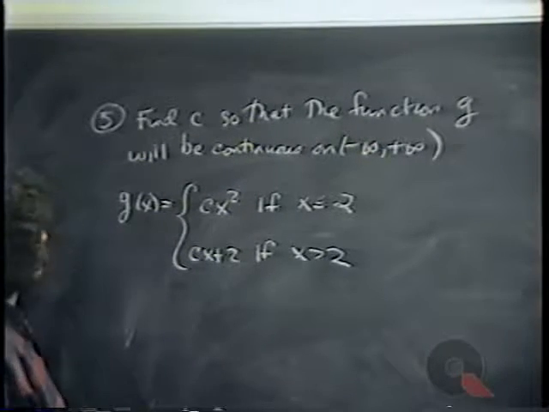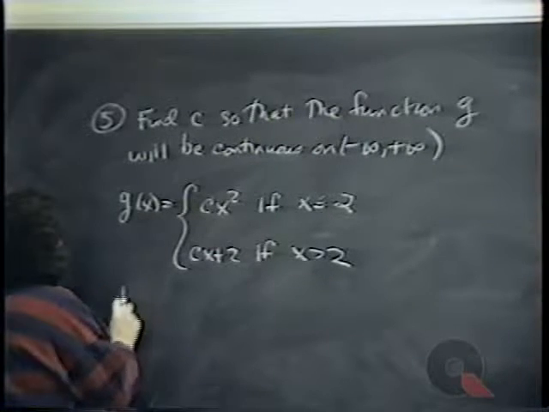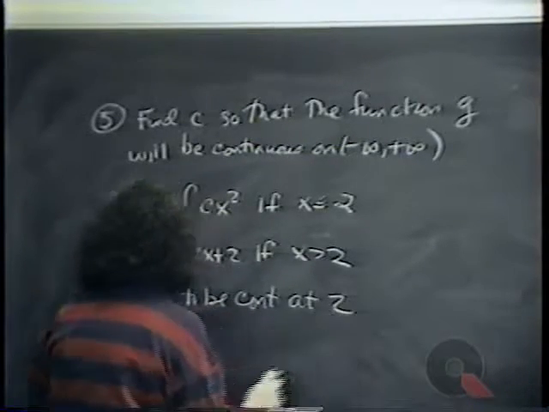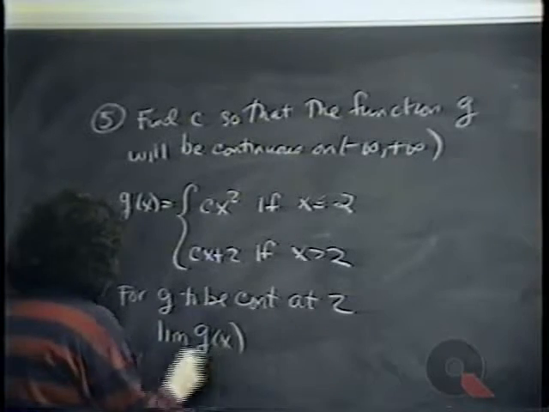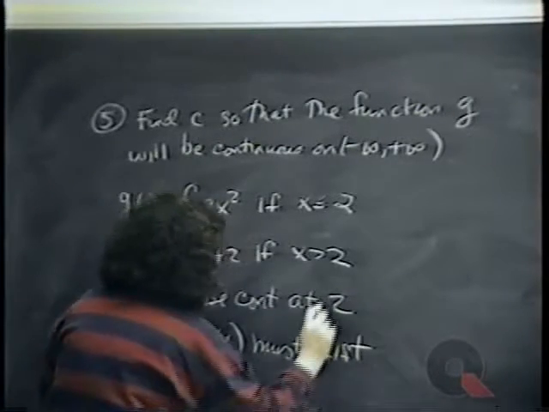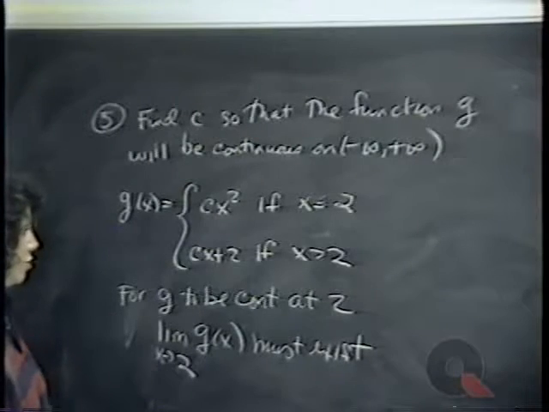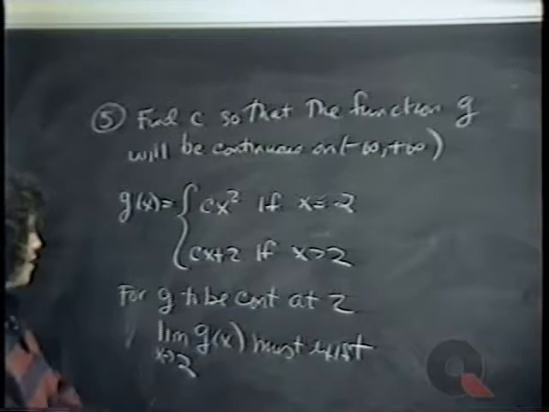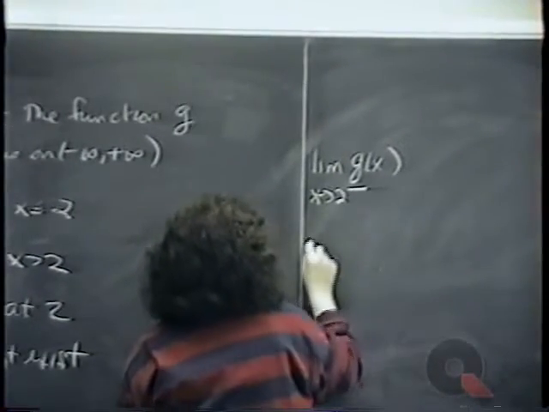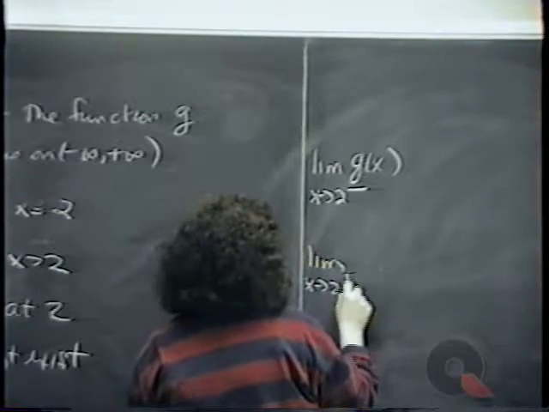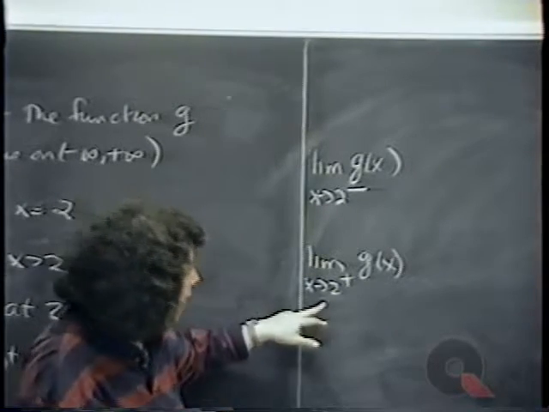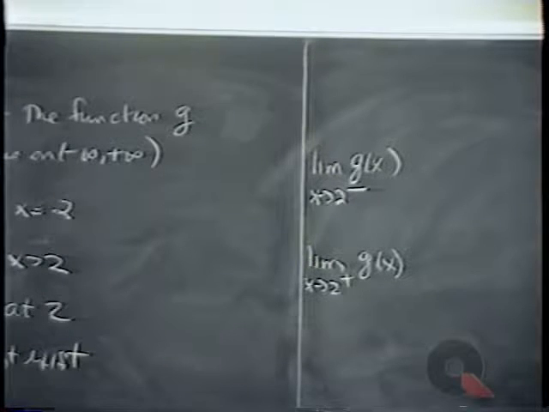Now, for g to be continuous at 2, the limit of g of x as x approaches 2 must exist. In order for g to be continuous at 2, which is our only trouble spot, the limit of g of x as x approaches 2 exists. The limit of g of x as x approaches 2 from the left and the limit of g of x as x approaches 2 from the right each have to exist, and of course they have to have the same value, and then the limit of g of x as x approaches 2 will exist.